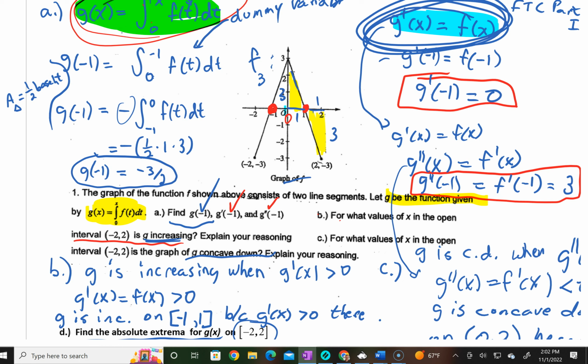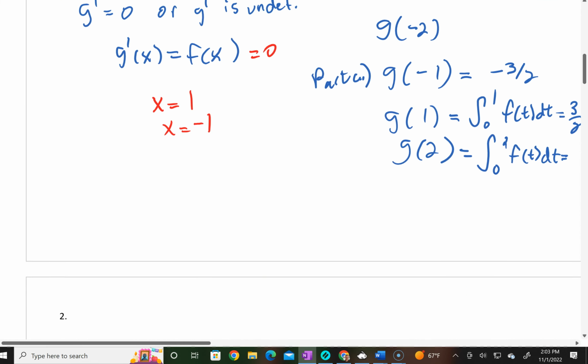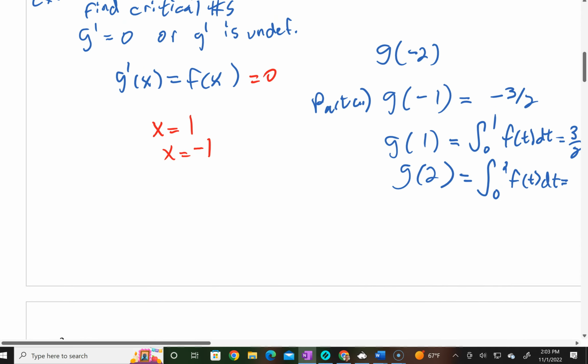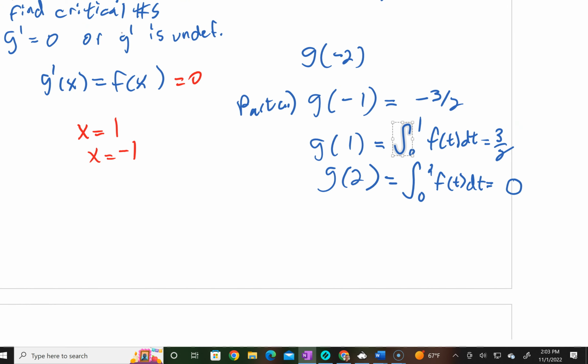But one is above the x-axis. That means its area is positive. One is below the x-axis. That means it's negative. So please hear this: if you see congruent figures, they wipe each other out. I can say very quickly that G of 2 is actually just 0. Wow. Now we're going to go 0 to -2.